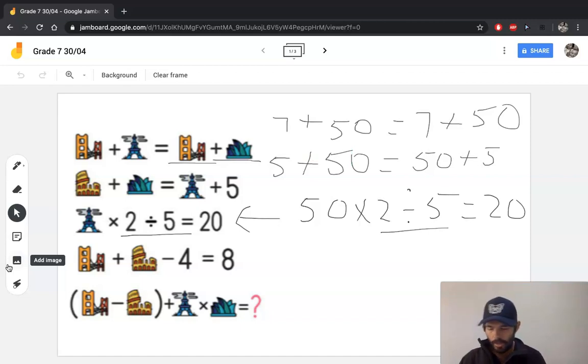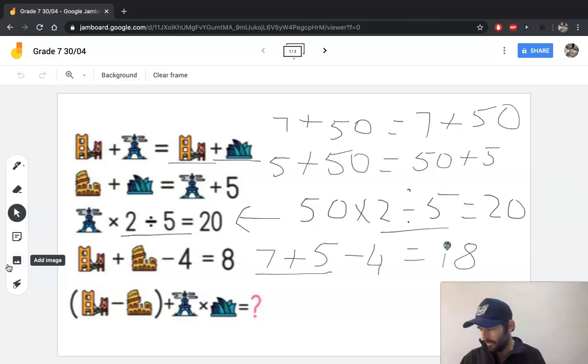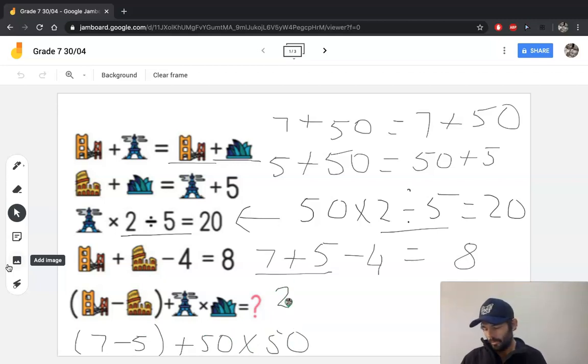Then I know that the Golden Gate Bridge was 7 plus 5 minus 4 is equal to 8, and let's check that. 7 plus 5 is 12, minus 4 is 8, not 18. And then at the bottom it's again 7 minus 5 in brackets plus 50 multiplied by 50. We do the brackets first, and that gives us 2 plus 2,500, and you will get an answer of 2,502. As I said, I went through that a couple of times and plugged numbers in. I might have just been missing something, but well done if you worked through that and got 2,502 at the end.